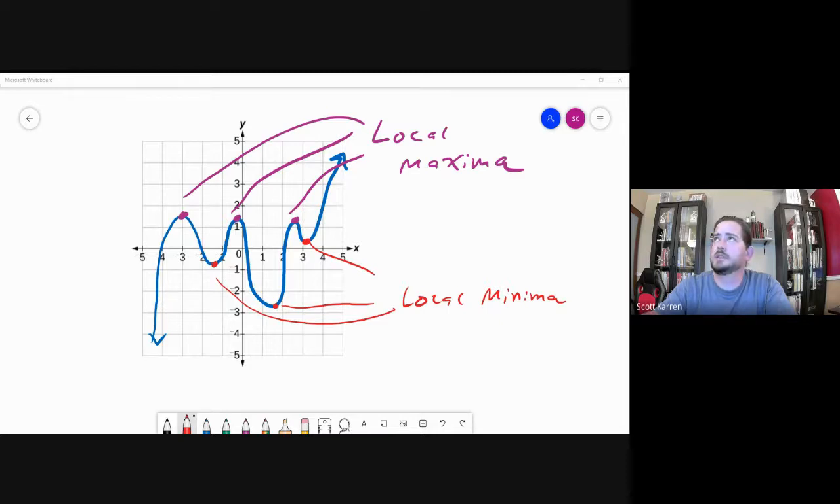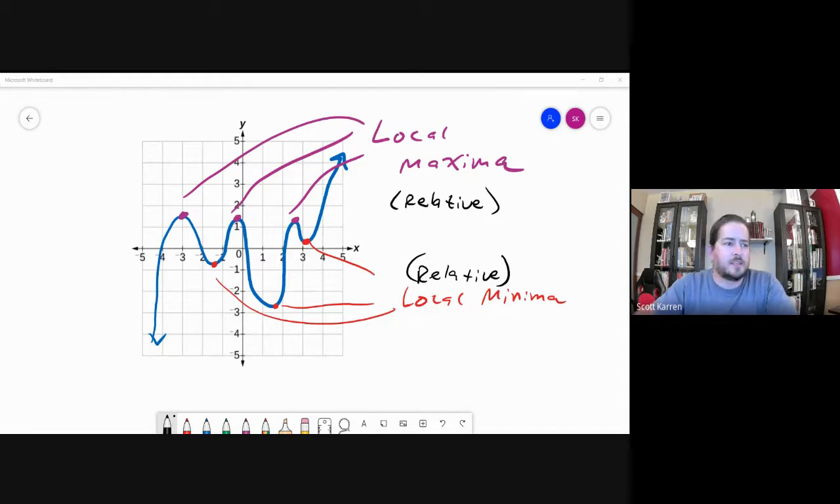They also, in your book, instead of calling them local maxima, call them relative. If you go into calculus, though, you're going to see those called local instead of relative. But either way, relative maxima, relative minima. Okay.